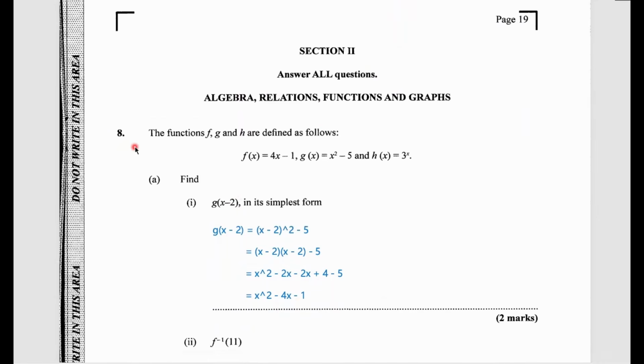Now, question 8 is functional relation. So f of x is 4x minus 1, g of x is x squared minus 5, h of x is 3 to the power x.